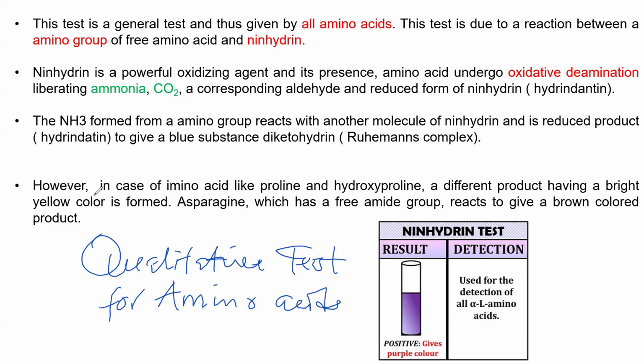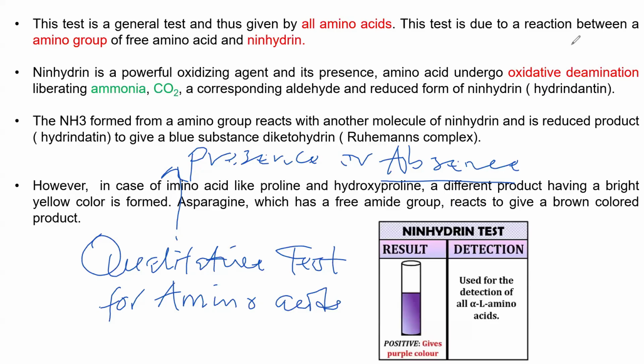When we say qualitative test, it means to check the presence or absence of amino acids in a given sample. So you'll be given a solution, and testing for the presence or absence of an amino acid in that given solution is what we call a qualitative test.